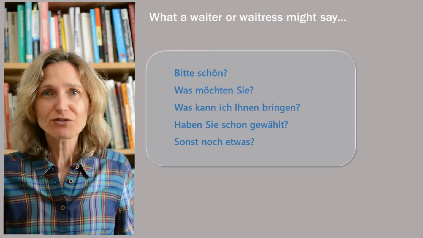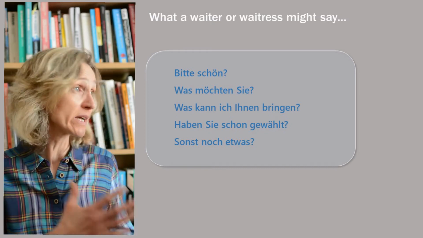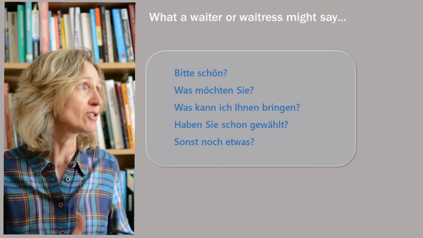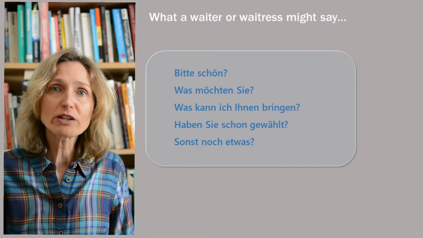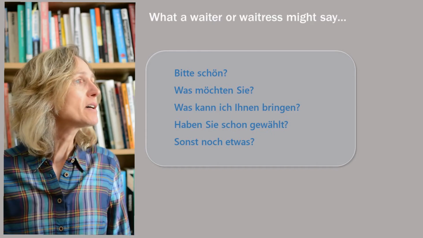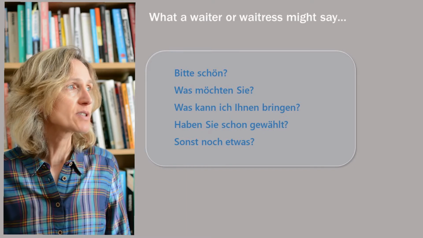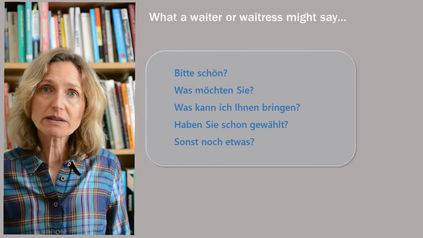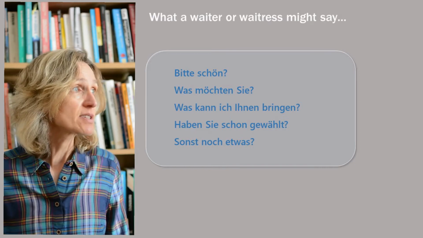Okay, so obviously the first thing that you'll need to know is to be able to understand what the waiter or the waitress might say to you. So the first thing that you might hear from the waiter or waitress could be, what would you like? So either bitte schön, or they might say, was möchten Sie? So I'll repeat that, so it would be bitte schön, was möchten Sie?